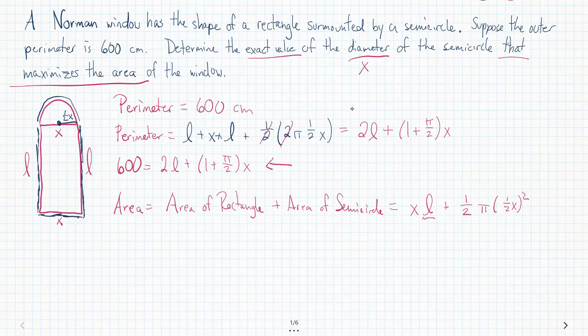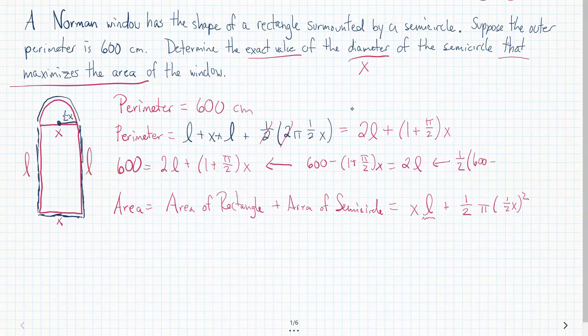Well, we can move that x over to the other side, so you get 600 minus (1 plus pi over 2) x equals 2L. And so now just take both sides and divide by 2, and so you can write that as 1/2 times (600 minus (1 plus pi over 2) x) equals L. Okay, so that means our area equation.